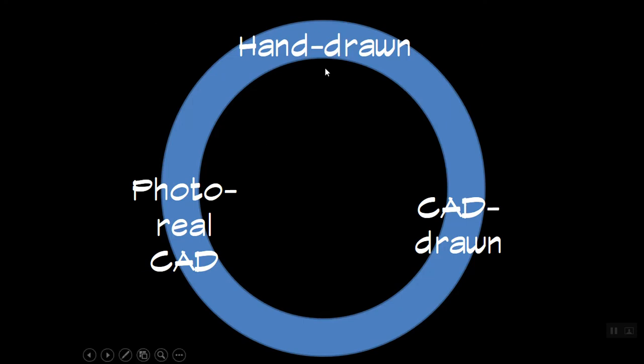It's like there's a cycle that started. Hand-drawn material gave way to CAD-drawn material, and CAD advanced all the way to the point where you can make photorealistic 3D models, and now we've got software that brings it back to make it look hand-drawn from CAD, which to me is just crazy, but hey, it is what it is.